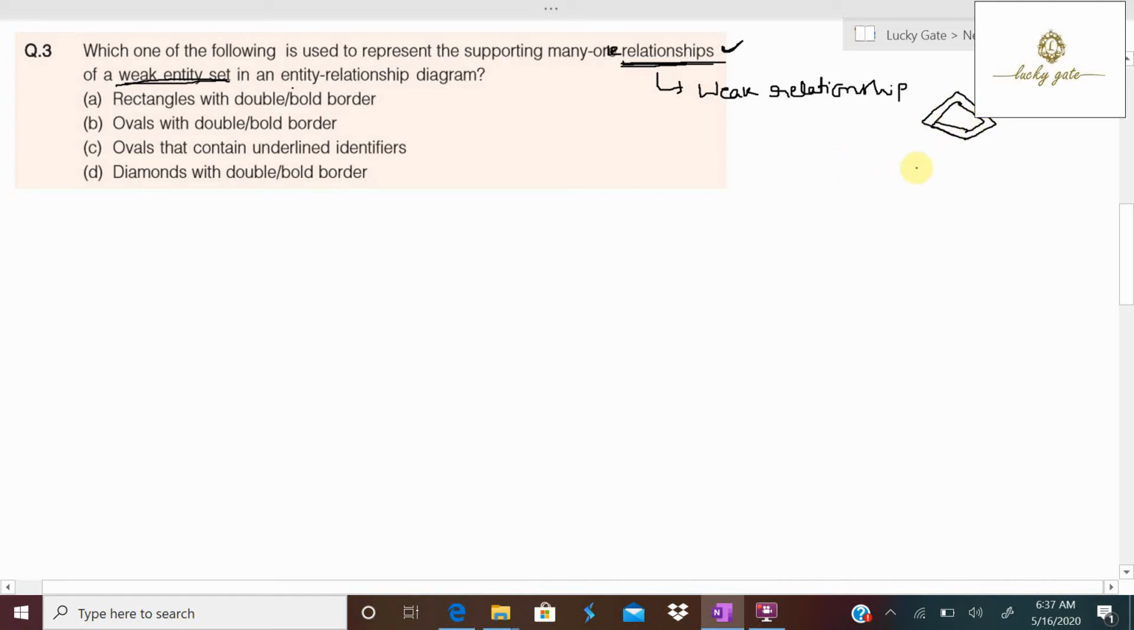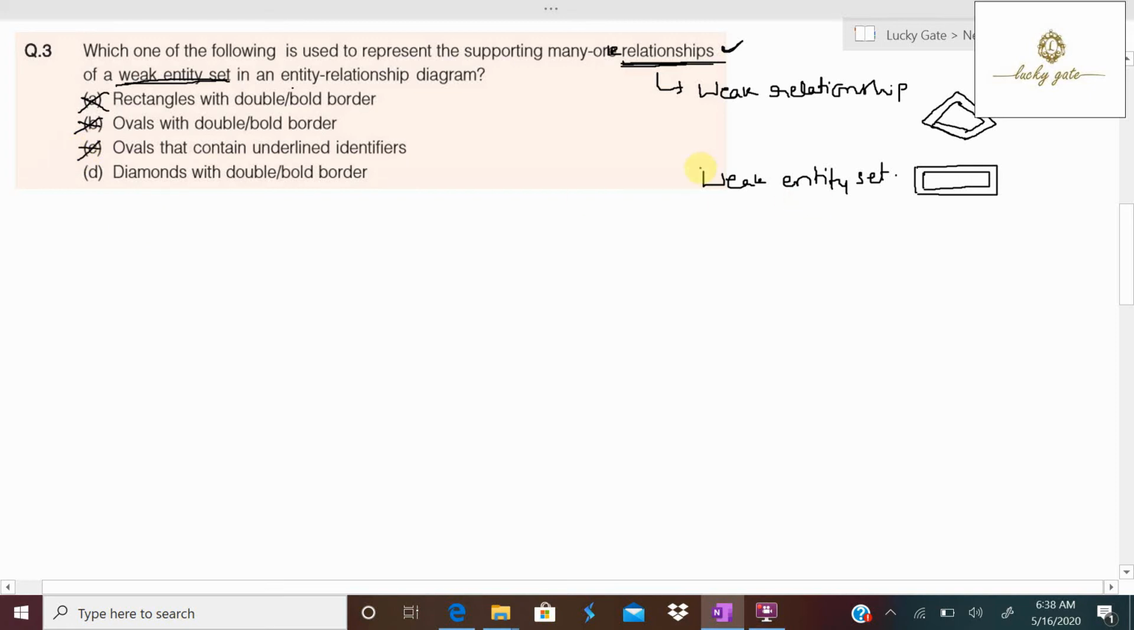And weak entity sets are represented with a double rectangle, meaning two rectangles will be used for weak entity set. This is for weak entity set. Now coming to the answer, rectangles are for entity set, not for the relationship set. So option A is wrong. Ovals we use for attributes. This is also wrong.